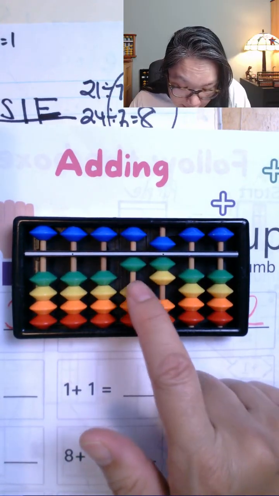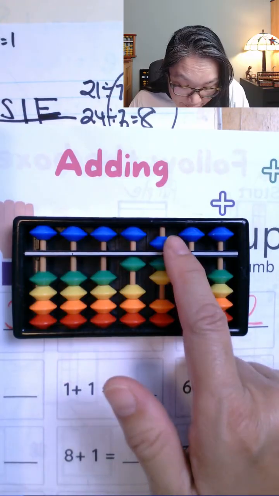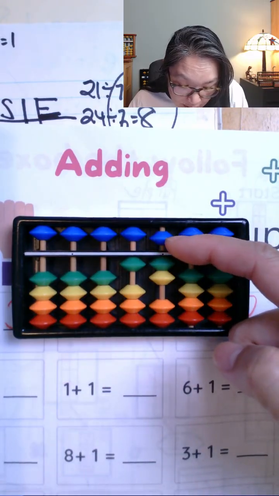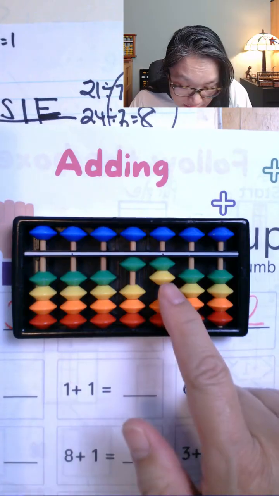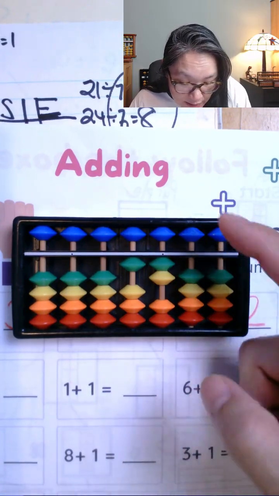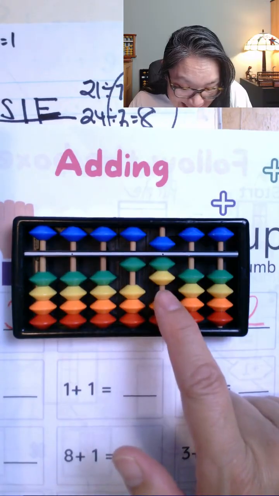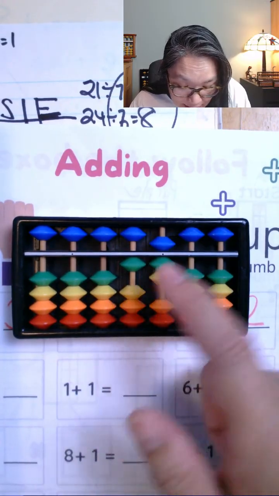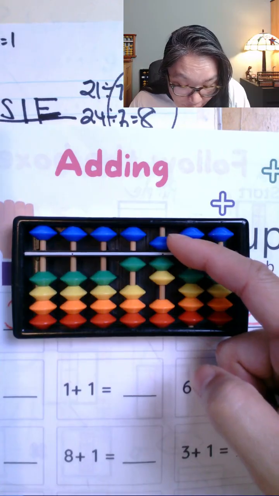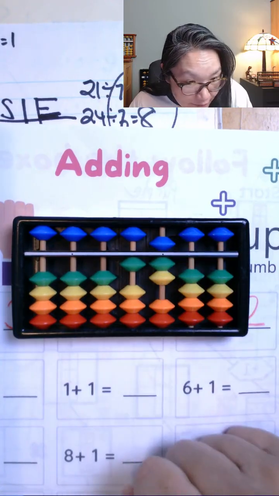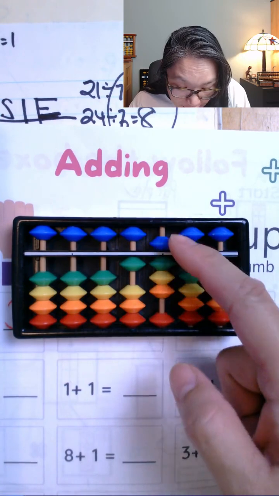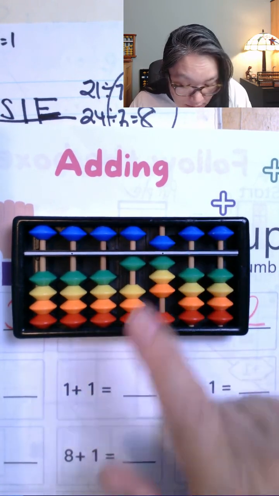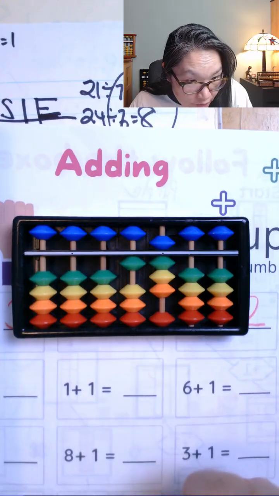So when we're looking at this, this is 1 and this is 7. If I remove the blue bead, this would be 12. So the kids will start seeing that they can decompose. They see that if they add 5 and 2, they get 7. If you do 5 and 3, you get 8.